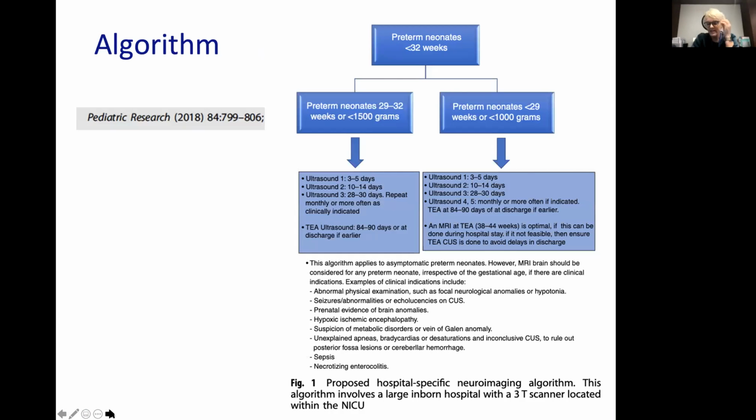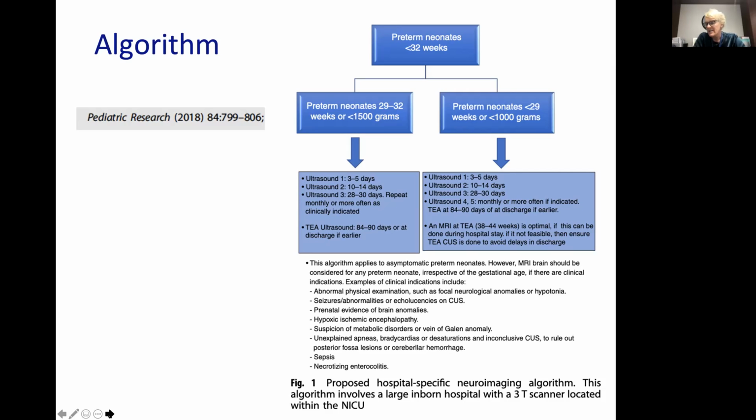So this meta-analysis recommended, in an algorithm here, the utility of MRI by applying it universally to all infants that were less than 1,000 grams or less than 29 weeks, and then selectively, if the infants had any abnormal physical exams, any evidence of encephalopathy, any unexplained abnormal neurological behavior, a history of sepsis or NEC, then selectively infants up to 32 weeks would have those images undertaken.